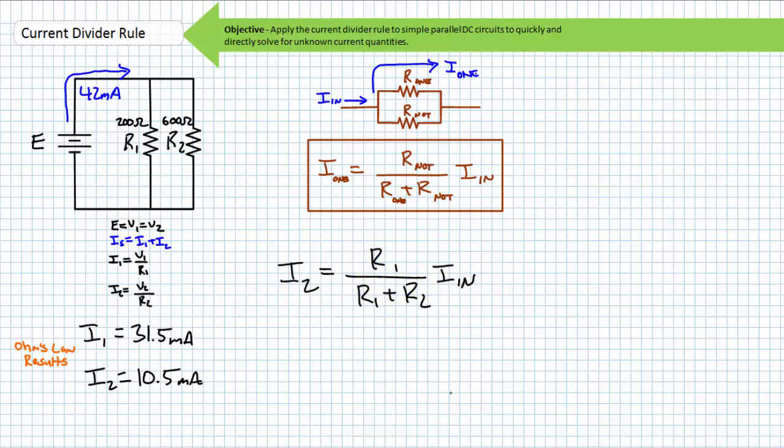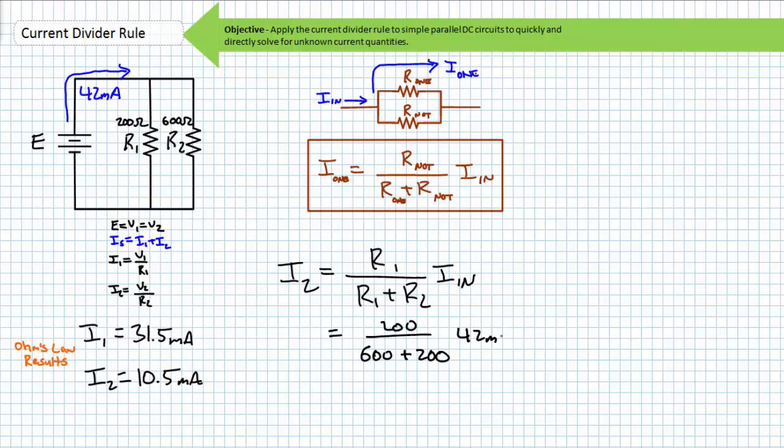This time the one I'm interested in is R2. The one I am not interested in is R1. The rest of the formula stays the same. This is the advantage of the quick and dirty general use CDR formula. You don't have to solve for parallel resistance, and you only have to keep track of two resistors, the one you're interested in and the one you're not interested in.